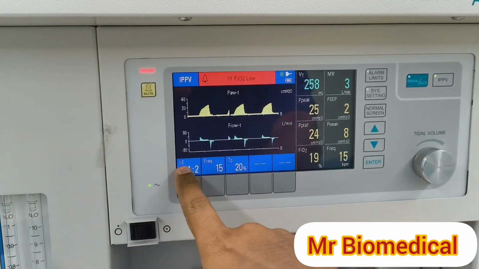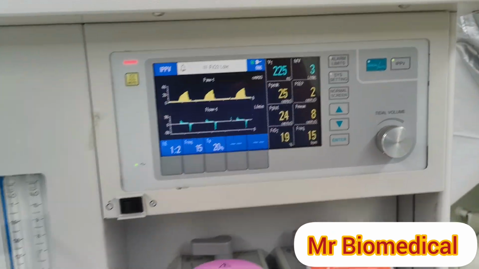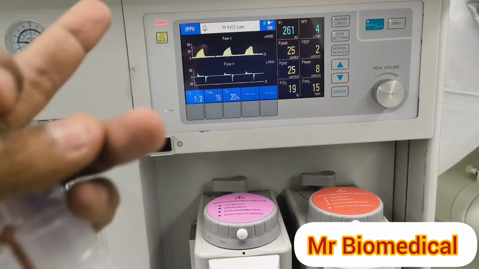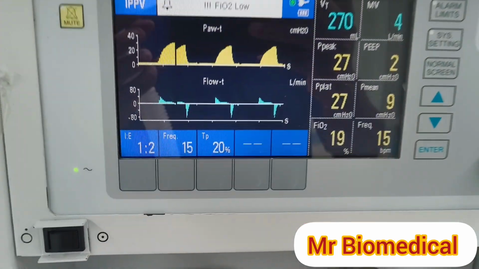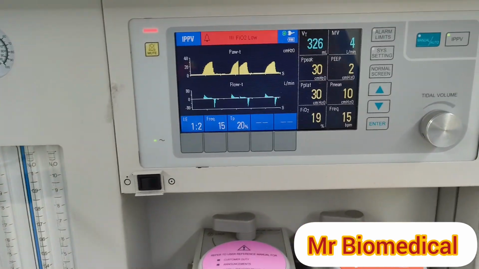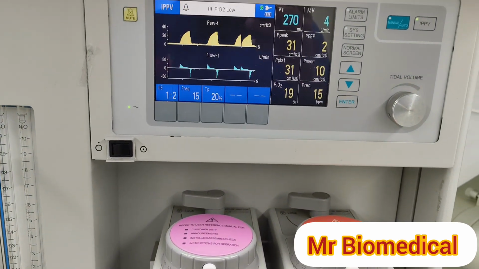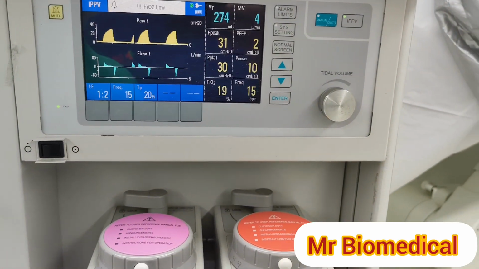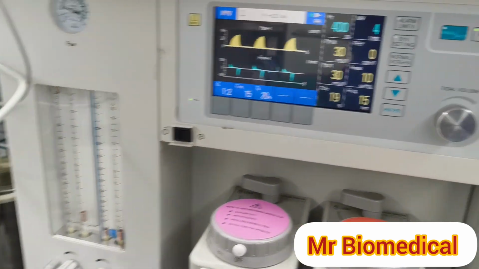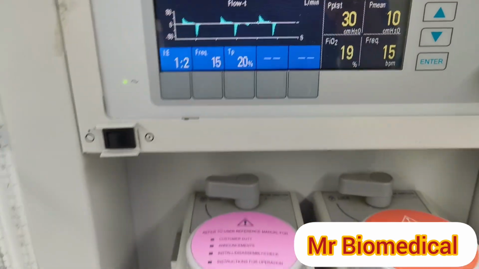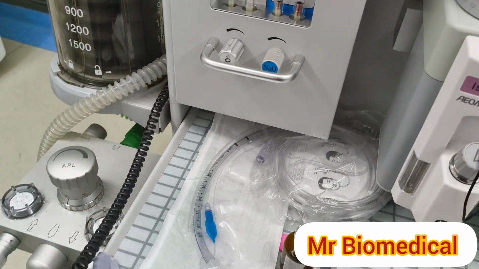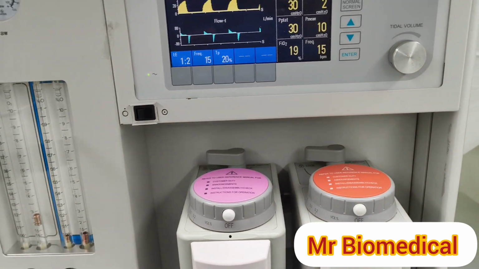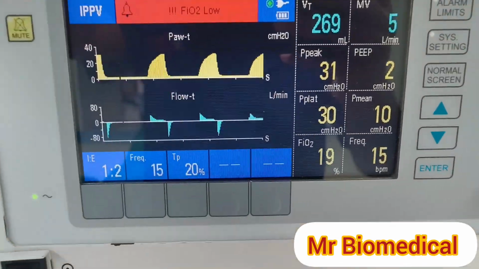I to E means the inspiratory and expiratory ratio. Basically we inspire for 1 second and expire for 2 seconds. Frequency means how many breaths we are taking in 1 minute. Now we are setting the tidal volume like this. The FiO2 too low error is there because the O2 sensor is faulty, so we just ordered one and are waiting for the oxygen sensor. After that I will show you how to calibrate.